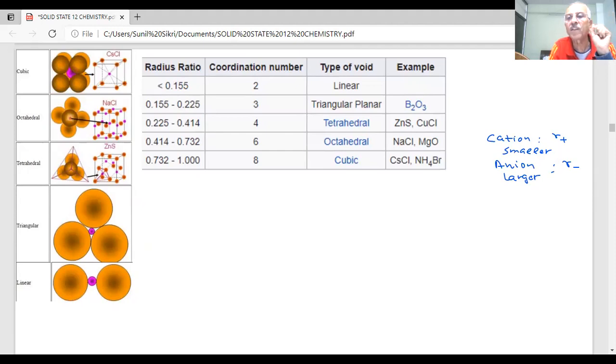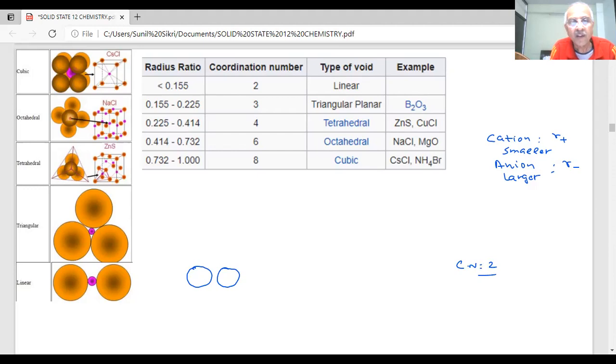Then only it can fit into a linear void. If the radius becomes bigger, it cannot fit into the linear void, and then it will go into the triangular void. A triangular void is formed by how many? Three. As you can see, this is what we are showing. If this is a linear arrangement, we have shown in one dimension the nearest neighbors, coordination number 2.